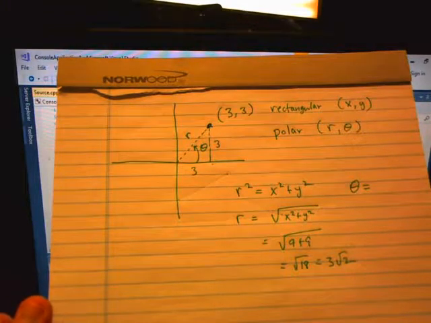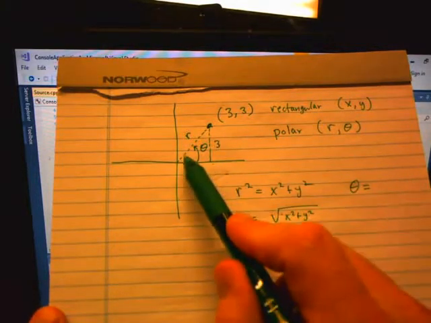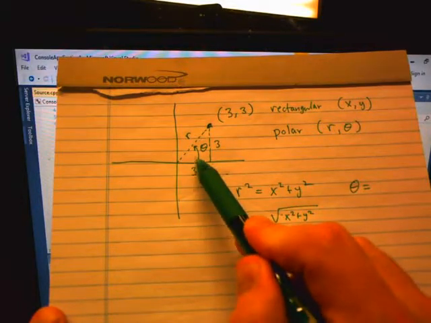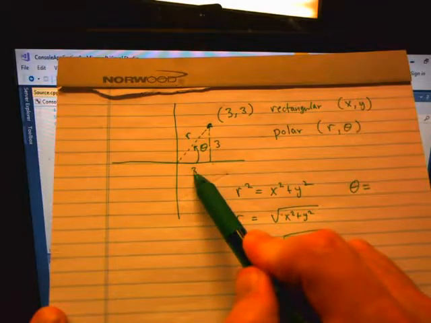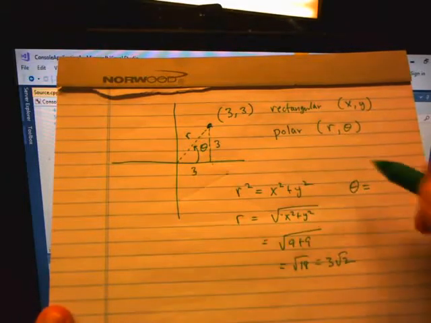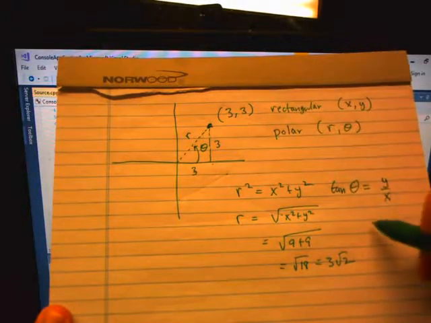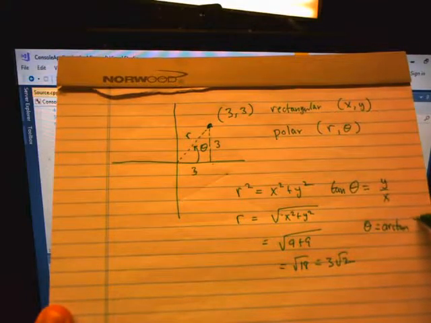You use your vast knowledge of trigonometry. Correct. All right, so I know the opposite, I know the adjacent, and I want to try to find the angle. What uses opposite and adjacent? Tangent. So tangent of theta would be y over x. So theta is arc tangent of y over x.